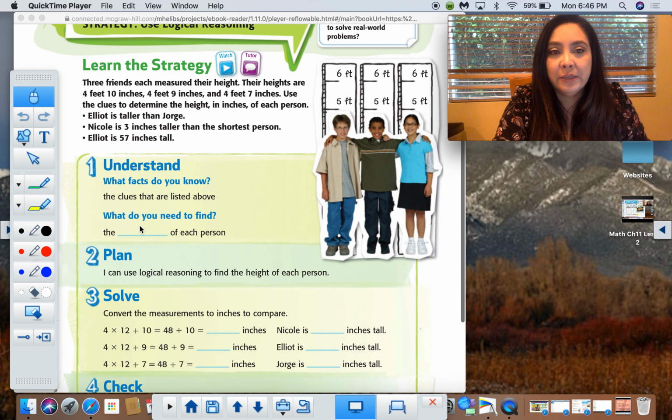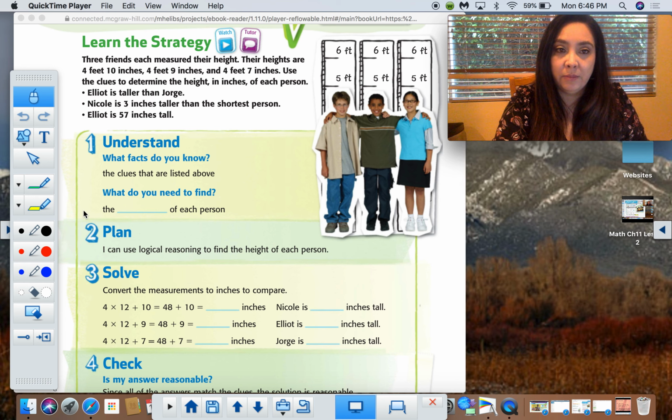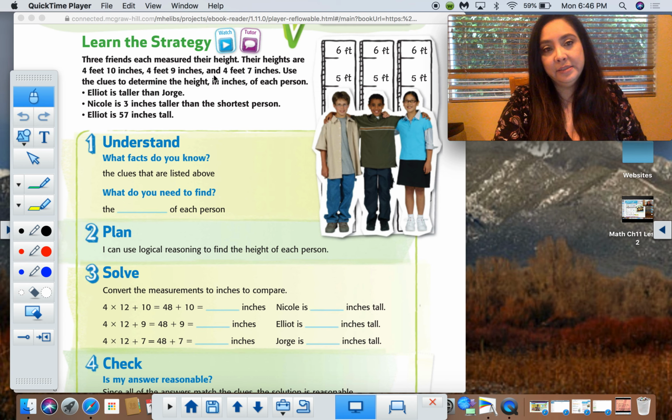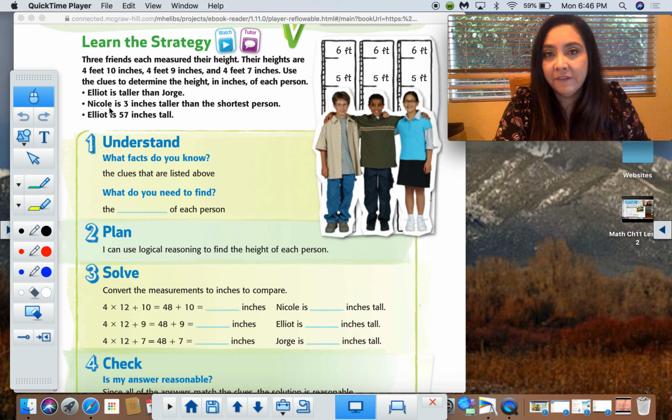Number 1, first thing we do is we need to understand the problem. What facts do we know? Well, I know the heights of all 3 children. 4 feet 10 inches, 4 feet 9 inches, and 4 feet 7 inches. The other clues I know is that Nicole is definitely not the shortest person because she's 3 inches taller than the shortest person. And I also know that Elliot is taller than George. So if Nicole's not the shortest and Elliot's not the shortest, then right away I'm thinking that George is probably going to be the shortest. Elliot is 57 inches tall, so let's figure this out.